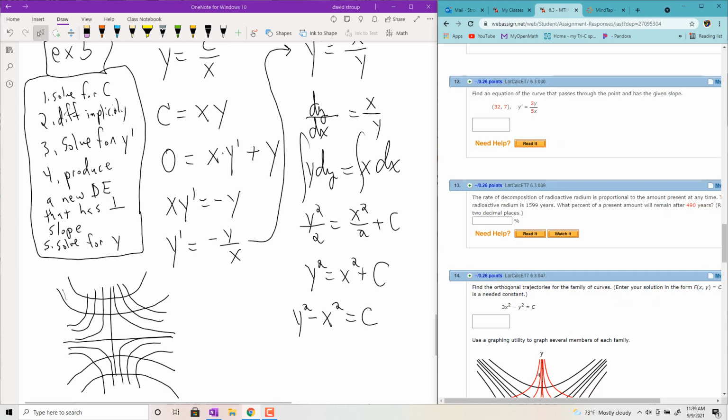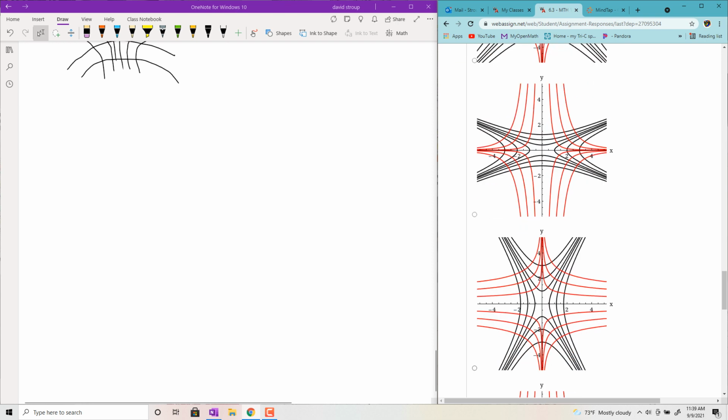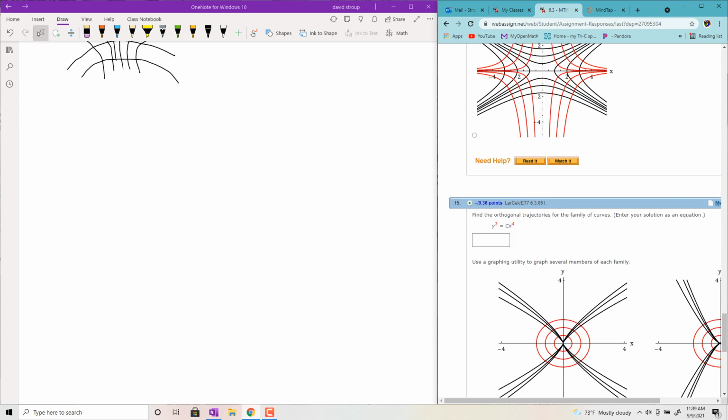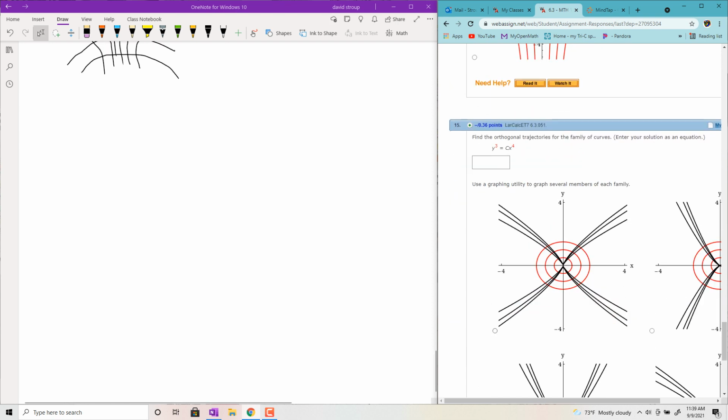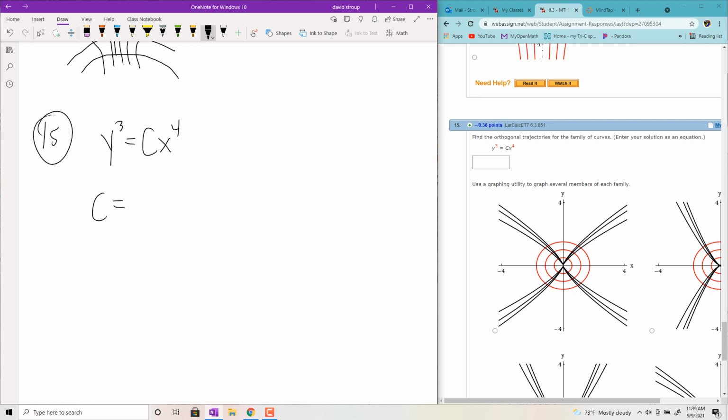Let me look at the homework and see if there's anything crazy. Let's at least do one of these orthogonal trajectories. I'll try number 15. y cubed equals c x to the 4th. Going through the program, first solve for c, so c equals x to the negative 4th y cubed.